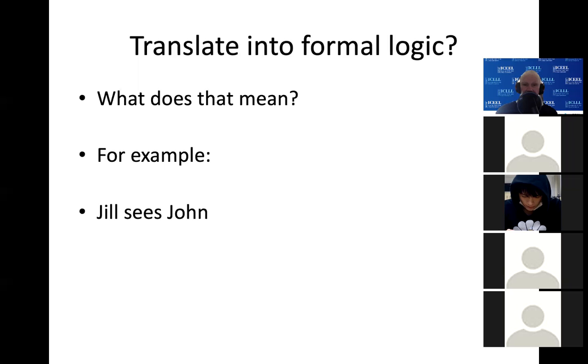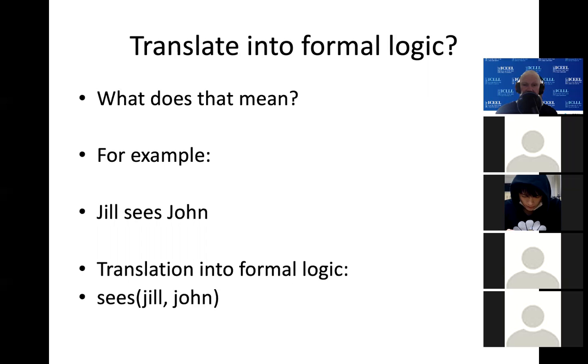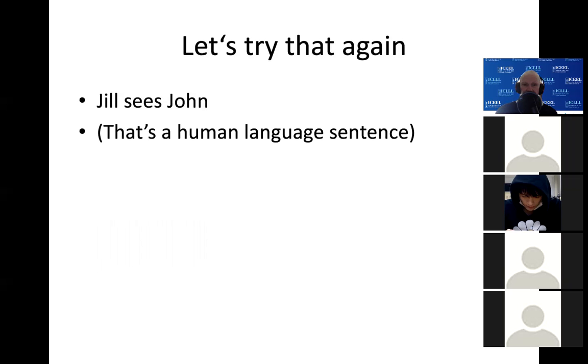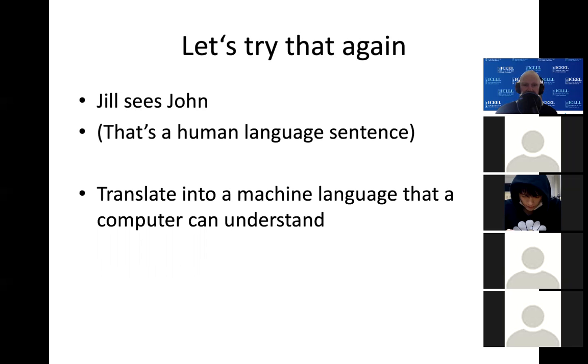So translate into formal logic, what does that mean? For example, Jill sees John. Just review this. Translate into formal logic, and it'd be something like that. Jill sees John as a human language sentence. Translate into a machine language that a computer can understand. And you can do it. Just have a quick review of propositional logic. If P, then Q. This is a sentence.